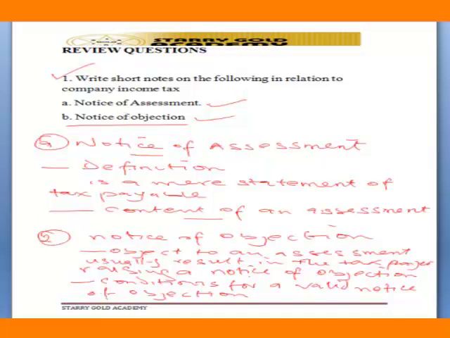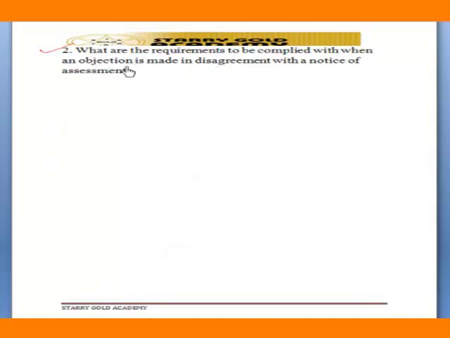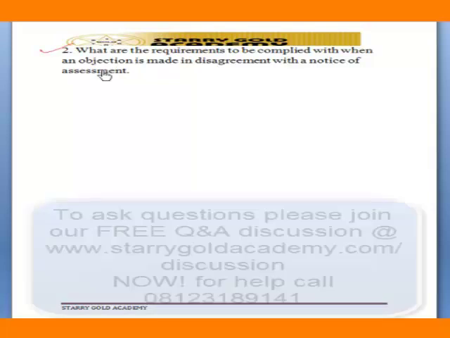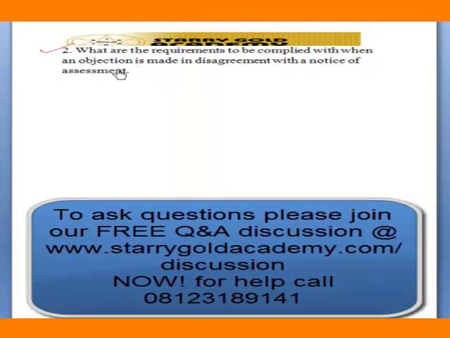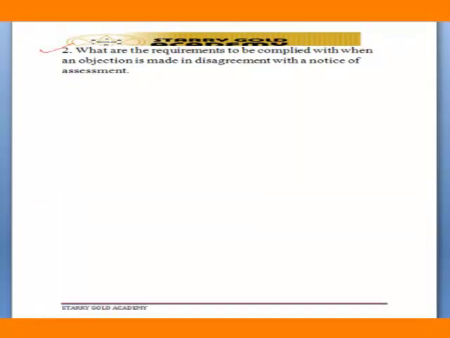Now, this question is asking us that if there is an objection to a notice of assessment, what are the requirements? What should you do? What are the requirements that are expected to be complied with? Invariably, you are being asked for the conditions for a valid notice of objection. So, to answer this question, just simply put down the conditions for a valid notice of objection. And what are these conditions?